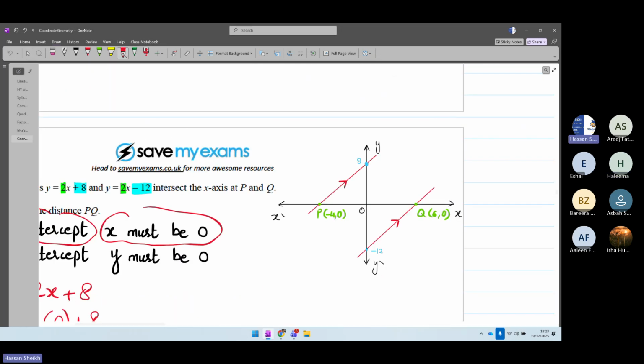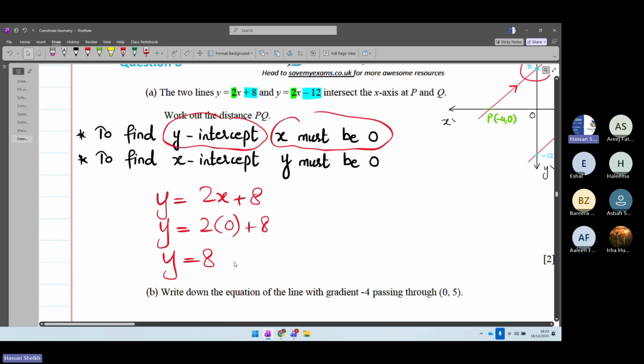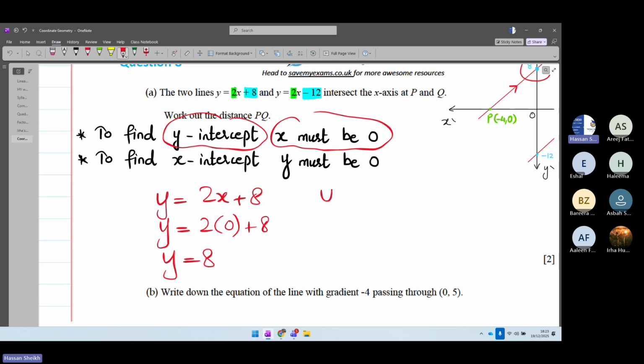Check the graph. Did I cut the y-axis at 8? Yes. And now let's find the x-intercept of the same line. So to find the x-intercept of any line, what do we do?